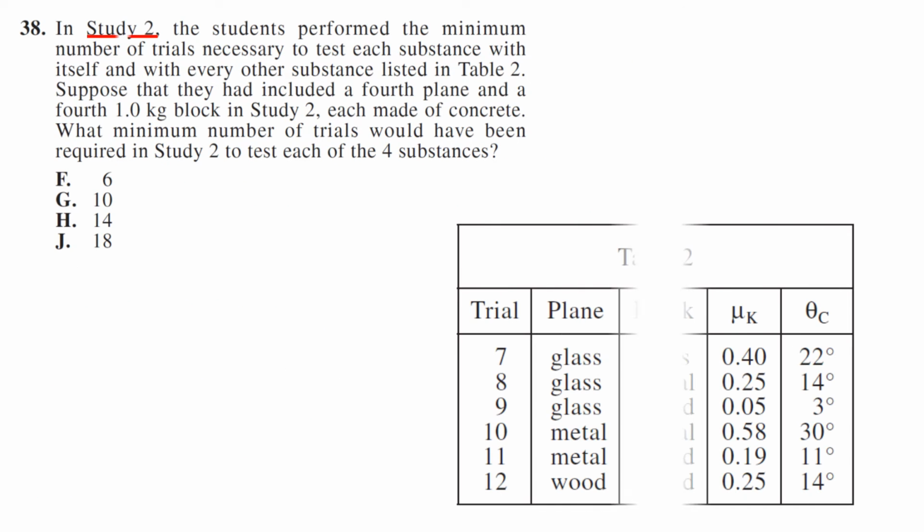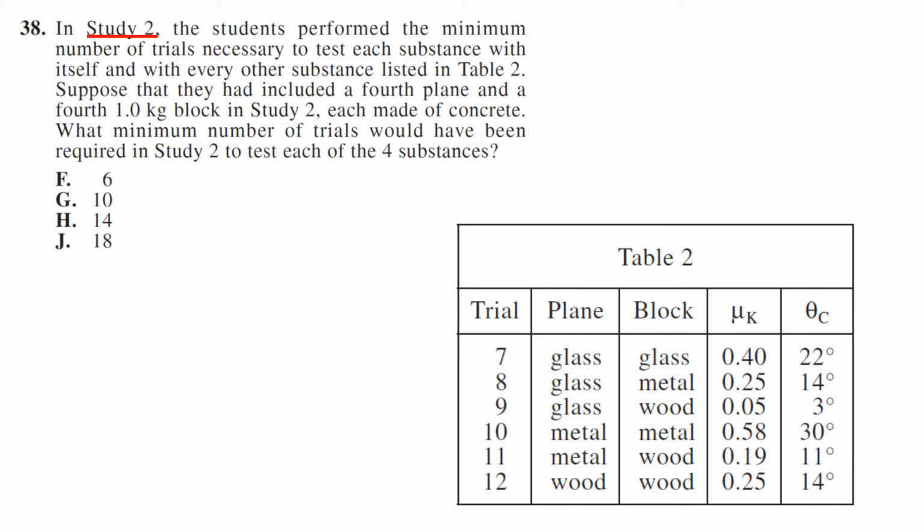Number 38, in study 2, the students performed the minimum number of trials necessary to test each substance with itself and every other substance listed in table 2. Suppose they had listed a fourth plane. So this means you got to think. And a fourth block in study 2, each made of concrete, so it just gives you a different material. What's the minimum number of trials that would be required to be tested for each of the 4 substances?